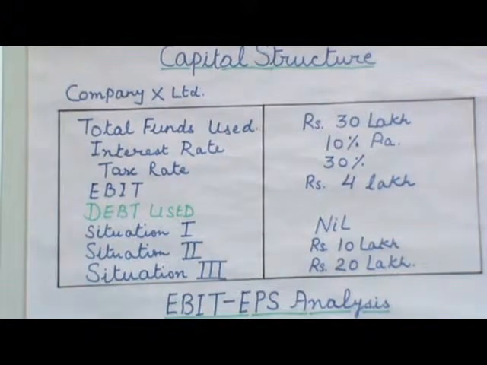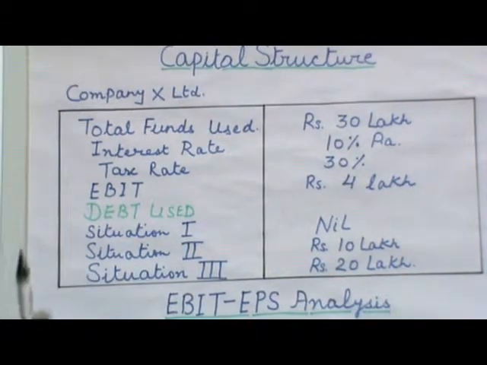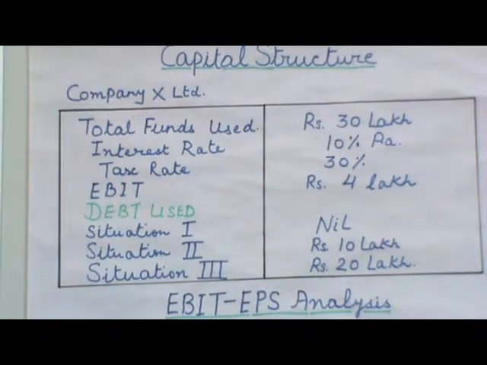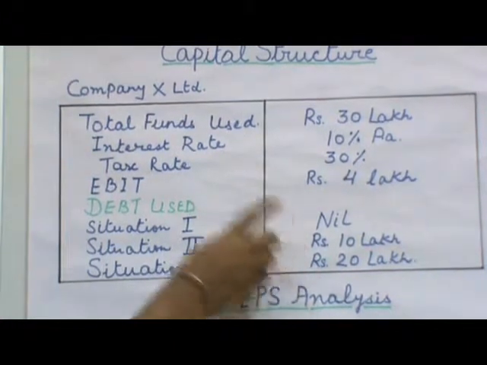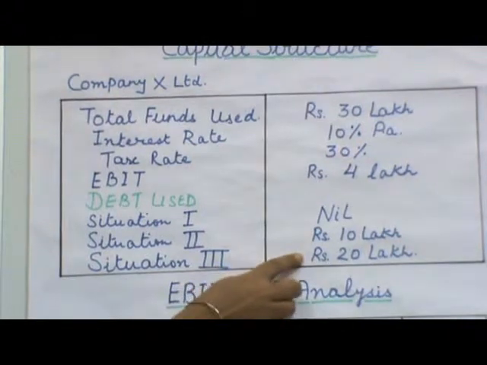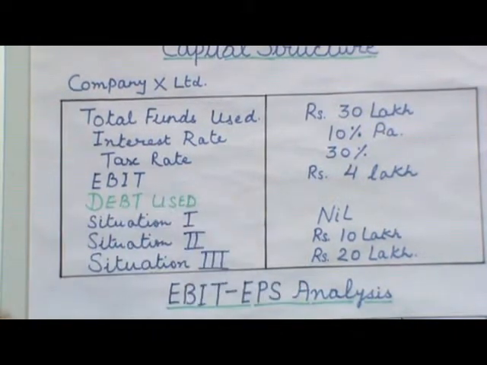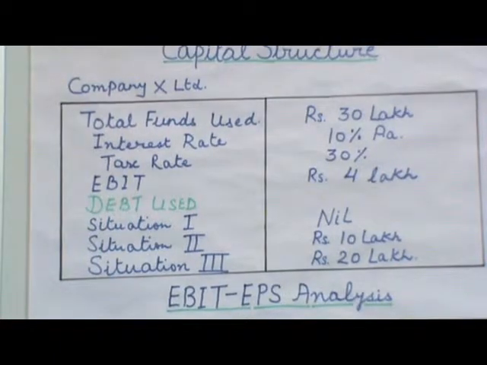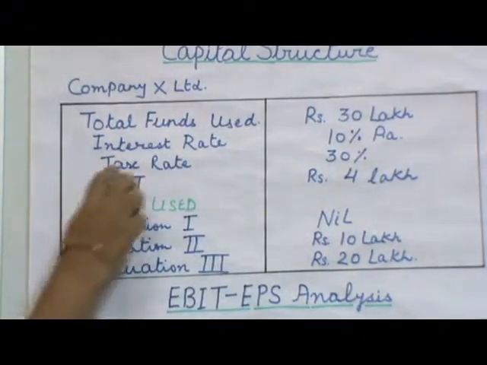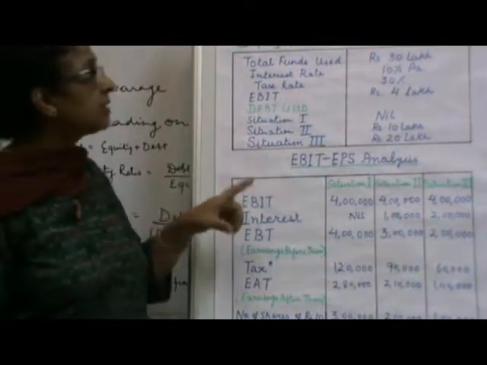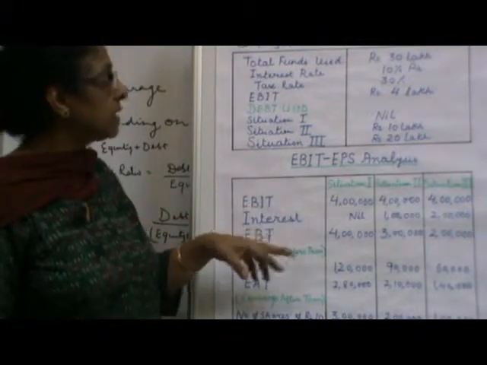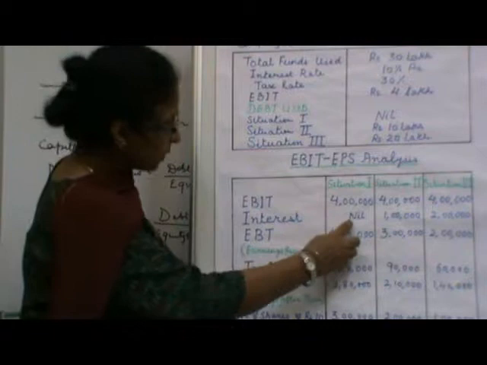This we will understand by this example, where total funds used in the company is 30 lakhs. We have three scenarios. In one scenario, these 30 lakhs is used as equity capital only. In the second scenario, 10 lakhs of debt is used and 20 lakhs of equity capital. And third, 20 lakhs of debt is used and only 10 lakhs of equity funds is used. The interest rate is taken as 10% and tax rate as 30%. In the first situation, when we are using 30 lakhs as equity, no outside debt is taken, so the interest will be nil.